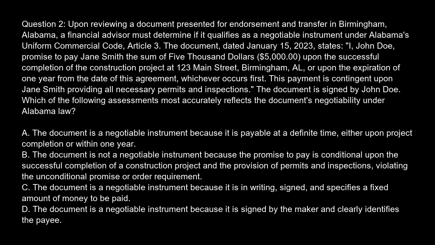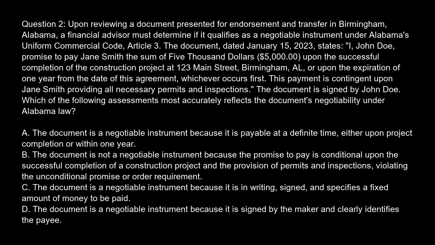The document is signed by John Doe. Which of the following assessments most accurately reflects the document's negotiability under Alabama law? Option A. The document is a negotiable instrument because it is payable at a definite time, either upon project completion or within 1 year. Option B. The document is not a negotiable instrument because the promise to pay is conditional upon the successful completion of a construction project and the provision of permits and inspections, violating the unconditional promise or order requirement.